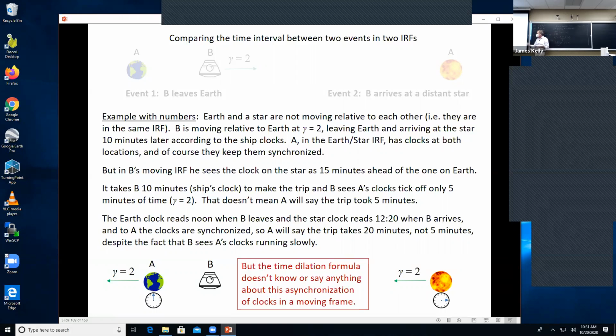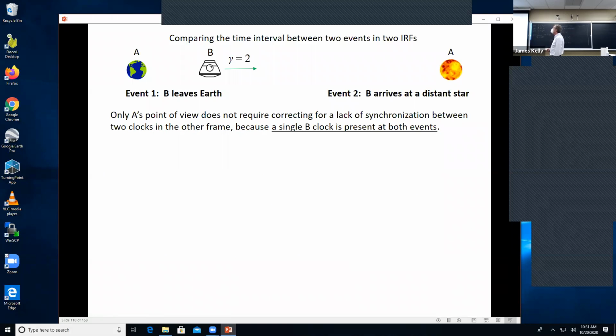As they're zooming by that person, they'll see the clocks running slowly. They're not synchronized, and so we can't just naively conclude how much time will have elapsed from that person's point of view between the two events. However, we can do it from the point of view where B is the one who is moving. In other words, A's point of view doesn't have that problem for correcting between a lack of synchronization of the clocks that are moving, because there's only one important clock, and that's the one on the ship here.